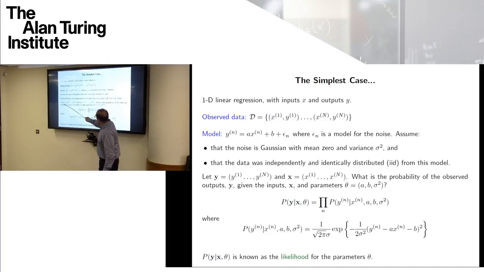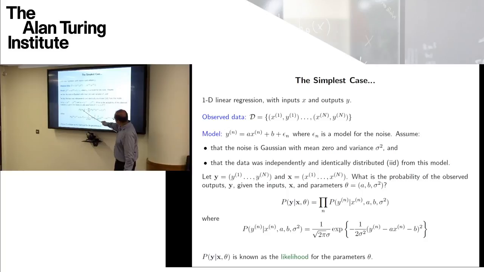So we're going to say y is going to be a vector, y1 through yn, and x is a vector of the x's, and we can write down what is the probability of the observed outputs y, given the inputs x and the parameters theta. The parameters theta are going to be a, b, and sigma squared. Those are the parameters of my model. Okay? And that is written like this.